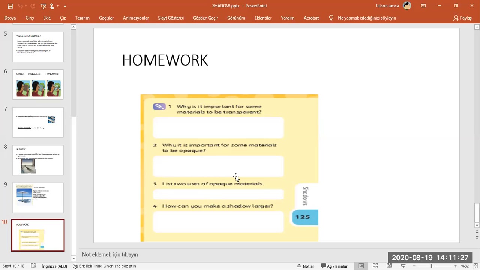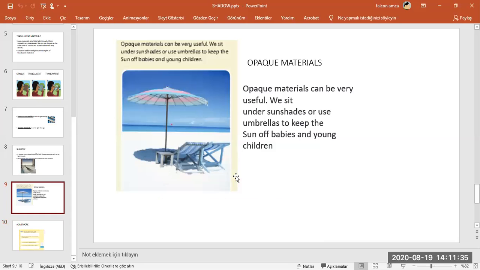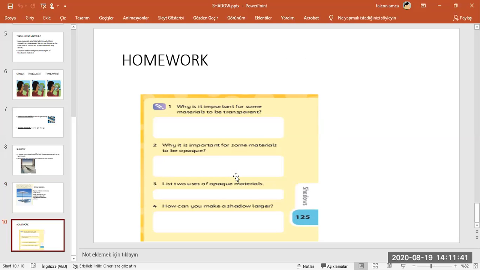And the second question: Why is it important for some materials to be opaque? I show this picture one more time. We need opaque materials, and especially by the sun, they are useful. List 2 uses of opaque materials. How can you make a shadow larger?